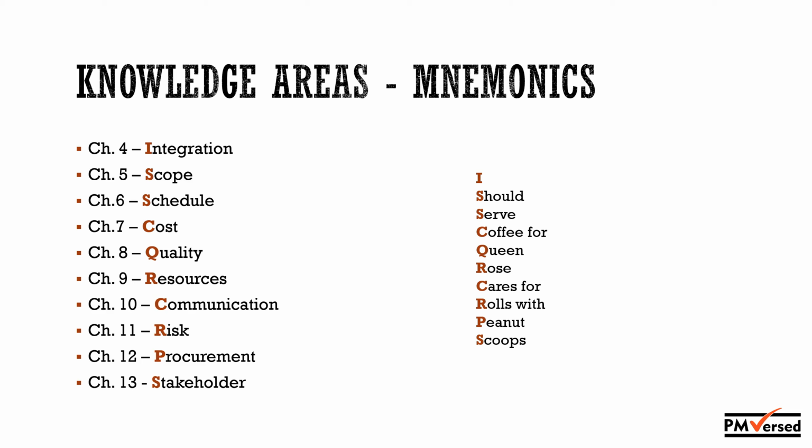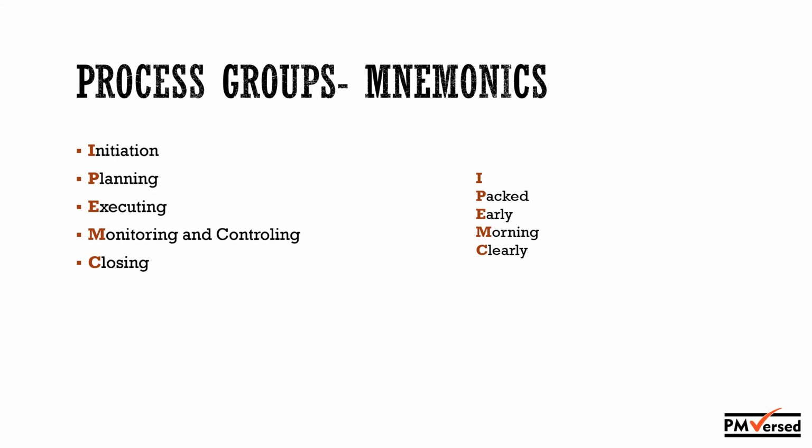In this case, I'm using "I should serve coffee for Queen Rose, cares for rolls with peanut scoops." So like that, you can just use each of those letters to remember each of the knowledge areas in the PMBOK.